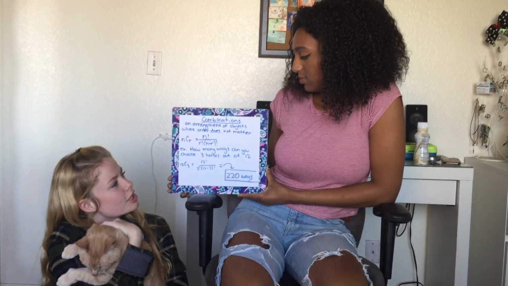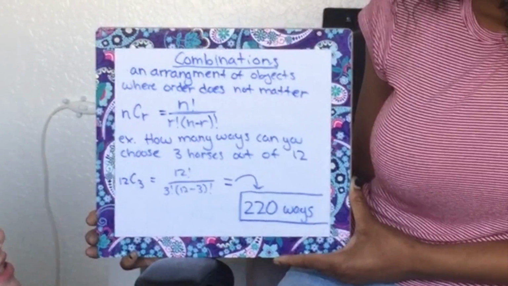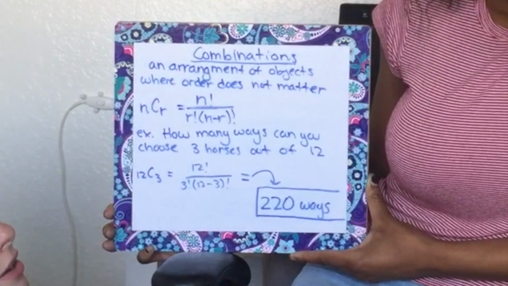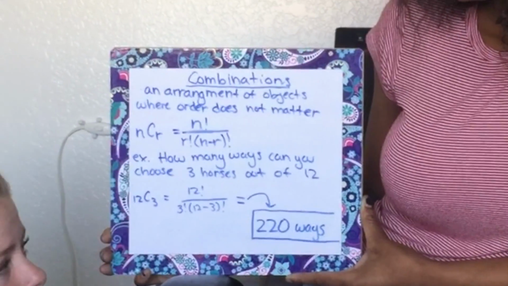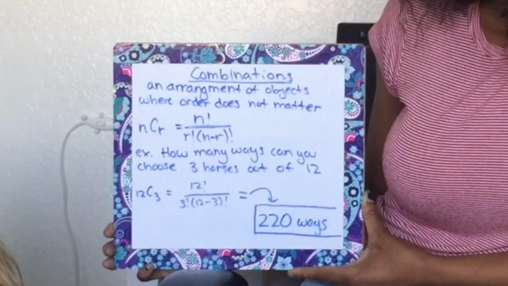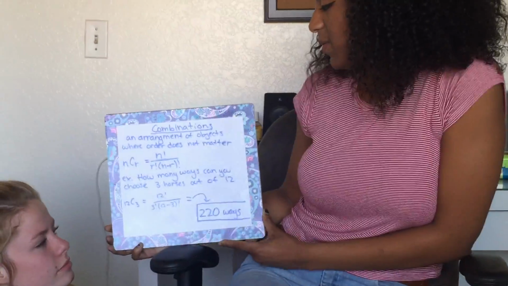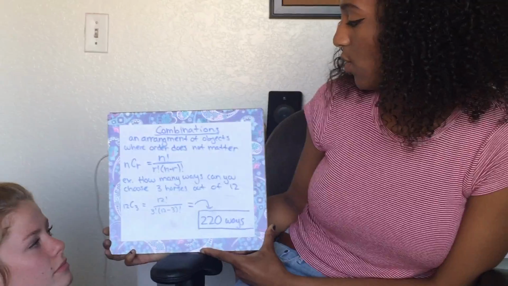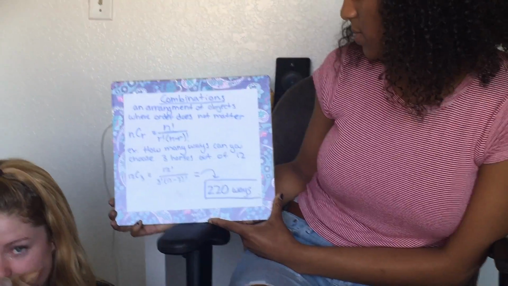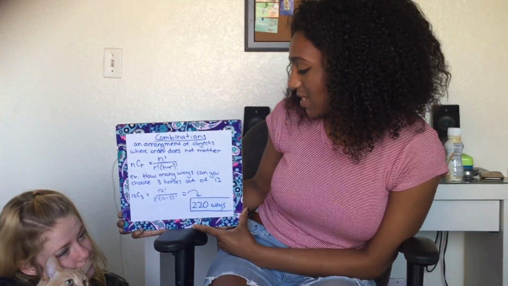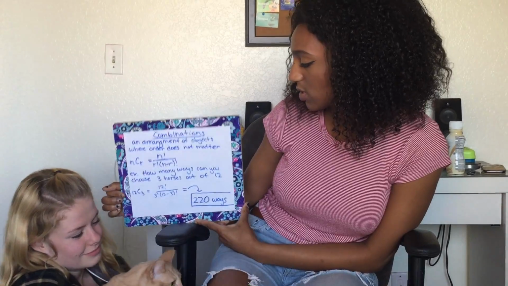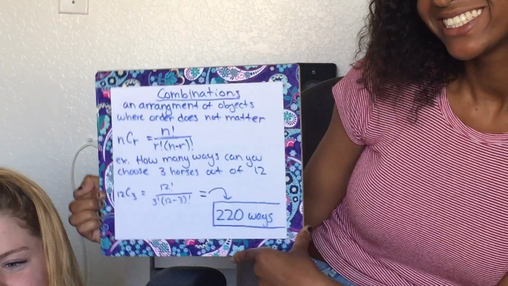Combinations: an arrangement of objects where order does not matter. nCr equals n factorial over r factorial times (n minus r) factorial. Make sure the parentheses are closed and then take the factorial. Our example is, how many ways can you choose 3 horses out of 12? So n would be 12 because that's how many objects it's out of, and r is 3, the number you're trying to choose. So that's how you would set it up, and then you do the equation and get your answer.